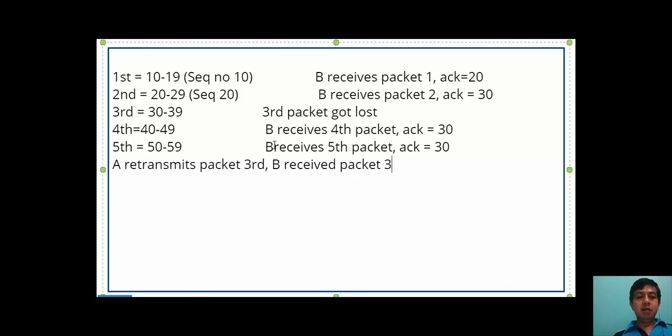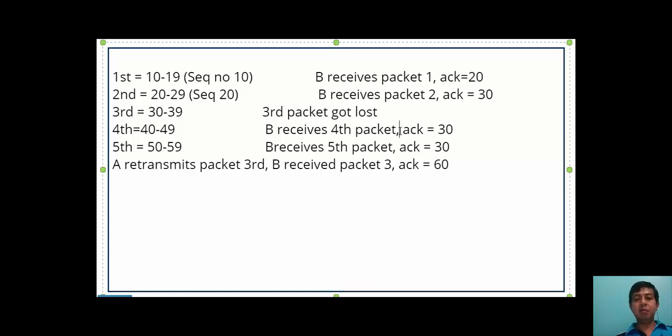Now when A resends packet number 3 and B receives packet 3, it was expecting a packet with sequence number 30. Now it has received it. Now you can actually send an acknowledgement, and the acknowledgement number will contain the number 60. Why 60? Think clearly. It received packet 1, it received packet 2, it was expecting the third packet with sequence number 30. It received the fourth packet, but it was expecting the third packet with sequence number 30.